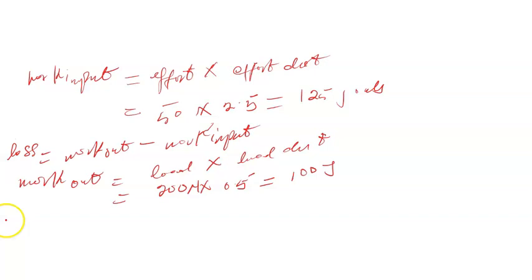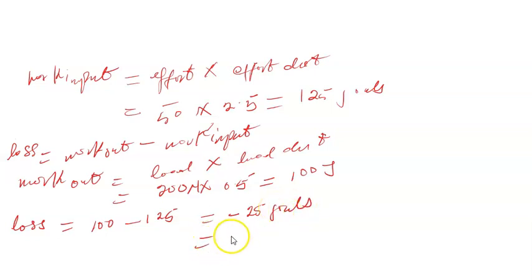So my loss, which is equal to the work output minus work input, had it been it again, it would have been positive. But since we're talking of a loss, it's going to be negative. That's equal to 100 minus 125 joules, which is equal to negative 25 joules. Obviously, I will express this as 25 joules.